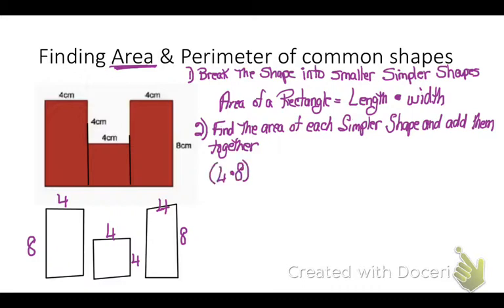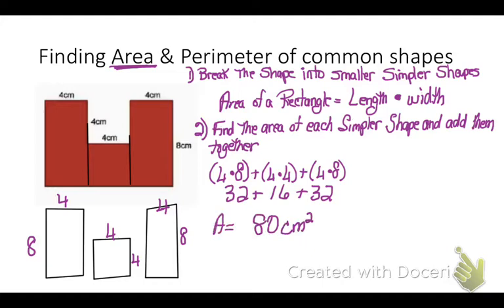So the area of the first shape, that first rectangle, is 4 times 8. The area of the second is 4 times 4. And the area of the last one is 4 times 8. Then I'm going to add all of those together using my calculator. And I get that the area of this composite shape is 80 centimeters squared. Now notice that I have that square there. Anytime you find area, it is in square units.